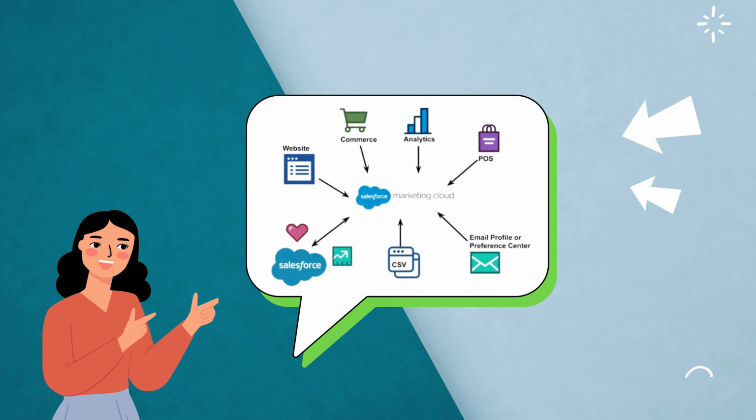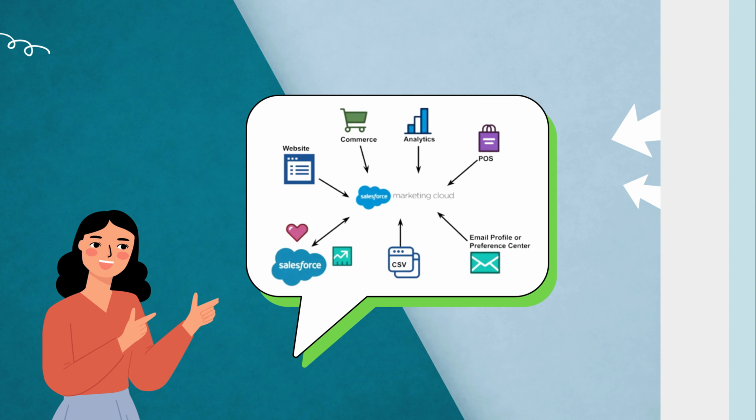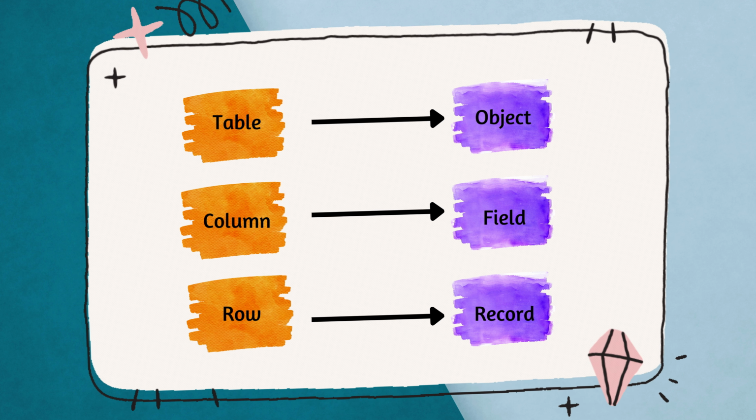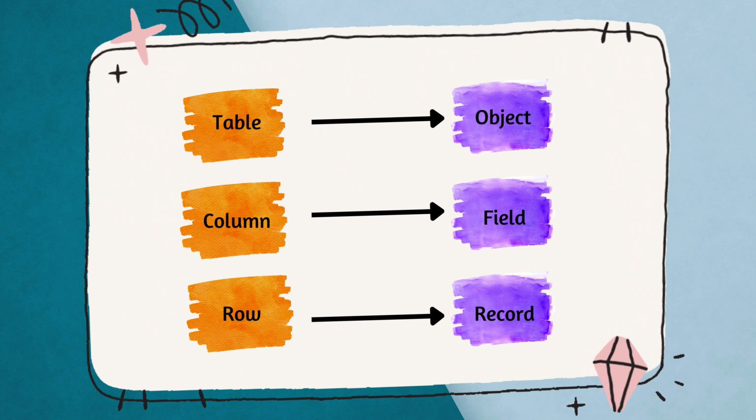First things first, the data model is a human-friendly representation of what database tables look like in a system. Consider storing data in a spreadsheet, but tables aren't the best way for humans to interact with data. That's where the data model steps in. In Salesforce, tables become objects, columns become fields, and rows become records.